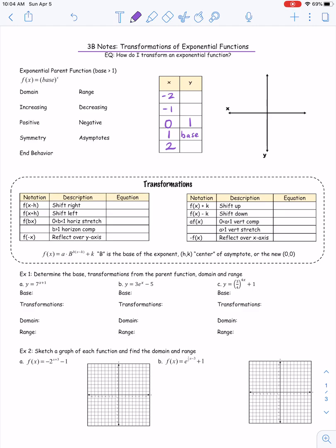And then, of course, if 2 is my x value, any number raised to the second power is just that number squared. So it's whatever my base is squared. If -1 is my exponent, you know by now that raising a number to a negative exponent is going to create that reciprocal. So if -1 is my x value, then this is going to be 1 over whatever my base is. And if -2 is my exponent, then that's going to be 1 over whatever my base is squared. So these give us some really good points to plot on our graph.